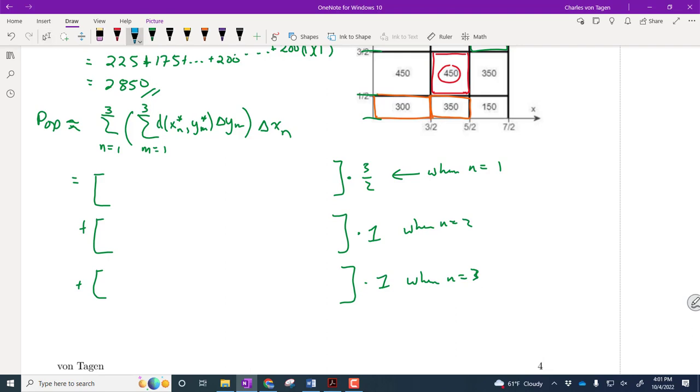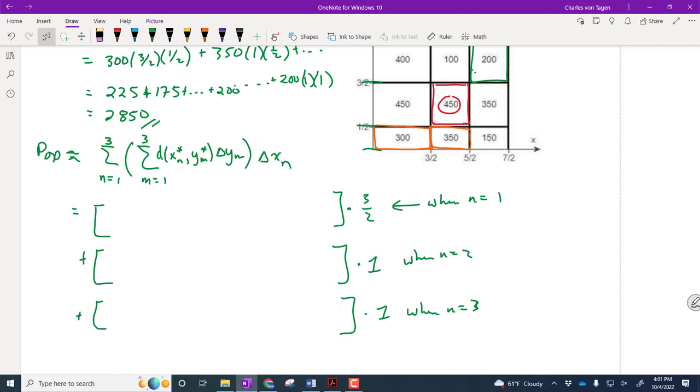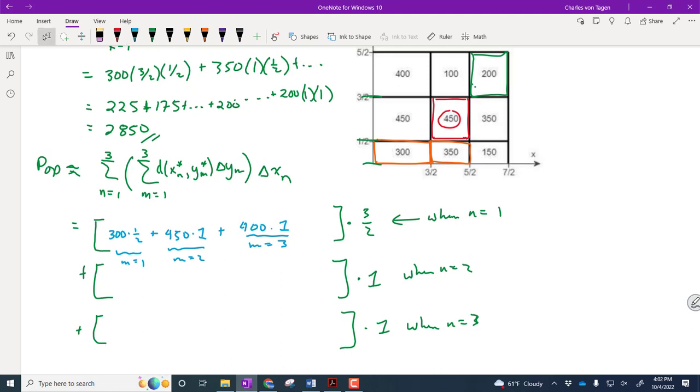Okay. So inside the innermost one, we're going to add up what? We're going to add up the density times y sub m, which is a half for the first one. This was when m equals 1, plus the density, still in that first column, 450 times 1, that was when m was equal to 2, plus 400 times 1, and that was what we used when m was equal to 3. That was all for just the first column. So you see what I've done here, folks? I'm going to compute this area right here, 300 times a half, 450 times 1, 400 times 1. Add those all up. That's doing that innermost sum, and then multiply that result by 3 halves, the width of that x column.